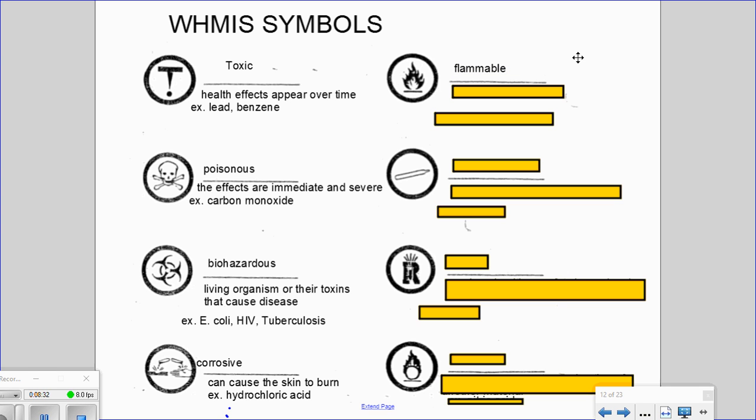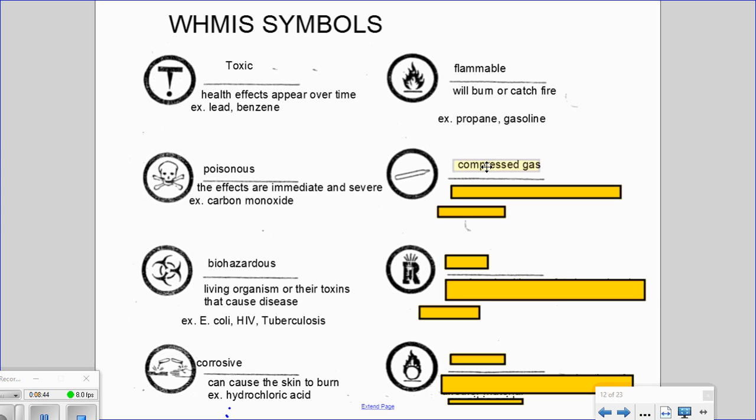The flame indicates something that is flammable. So this is something that will burn or catch fire. For example, propane or gasoline are flammable items. The little tube indicates compressed gas. These are products that are held under pressure. So, for example, an oxygen tank contains compressed gas.